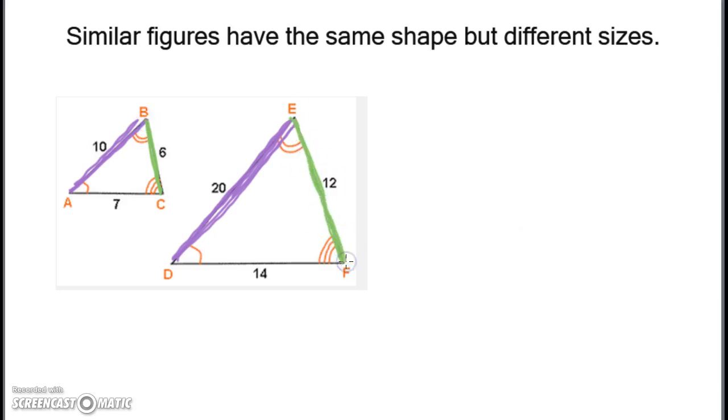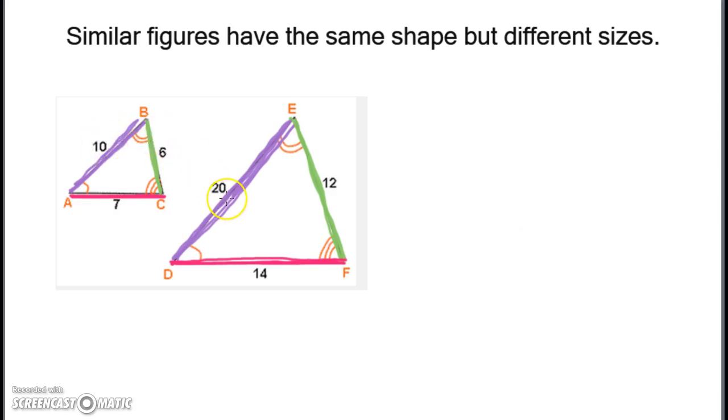When the figures are drawn so that they're sitting the same way, it's pretty easy to tell which sides go together. But when the figures are drawn so that they're flipped over or rotated around, it's a little bit harder to figure out which pieces go together. So sometimes coloring them in is helpful like this. Okay, so now I can tell which pieces go with which.